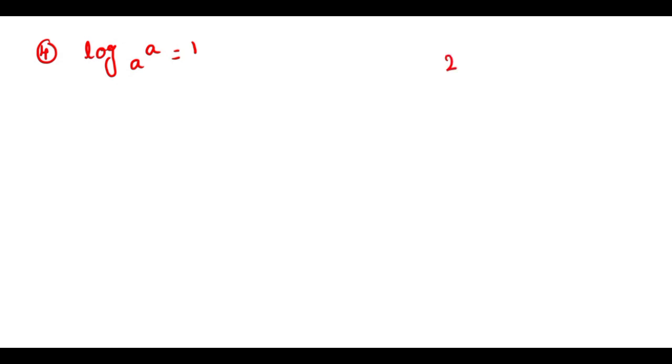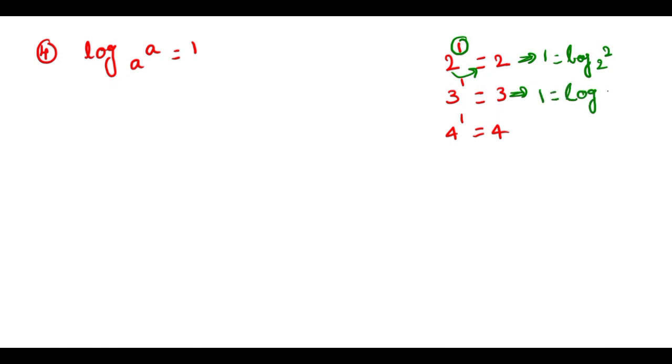like 2 power 1 is equal to 2, 3 power 1 is equal to 3, 4 power 1 is equal to 4. So these are the exponential form. From this, how to write a logarithmic form, that is 1 is equal to log 2 base 2, right? Similarly, from this, 1 is equal to log 3, base 3. Similarly, here this 1 equal to log 4 base 4. So that means log a base a you can observe now, log a base a equal to 1. Okay, that means when these two are equal, that result is equal to 1.